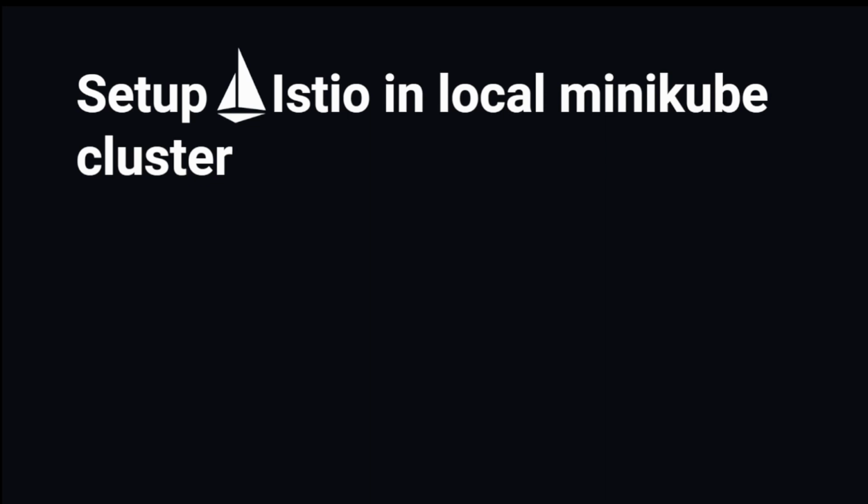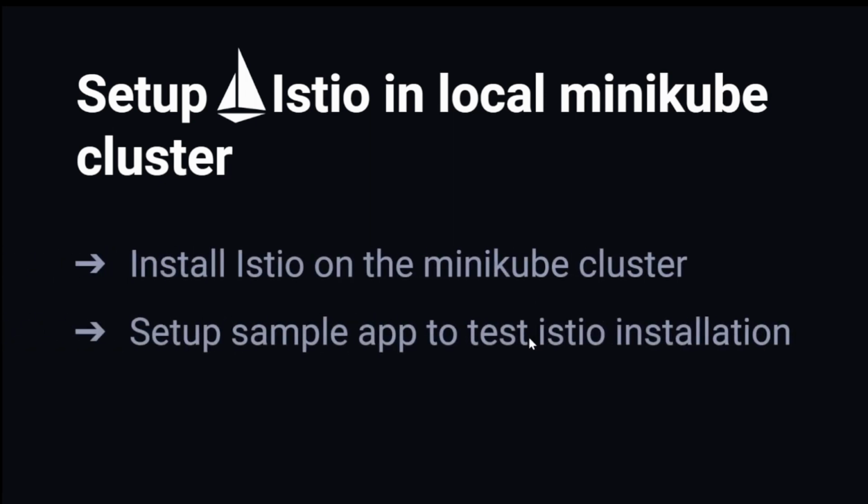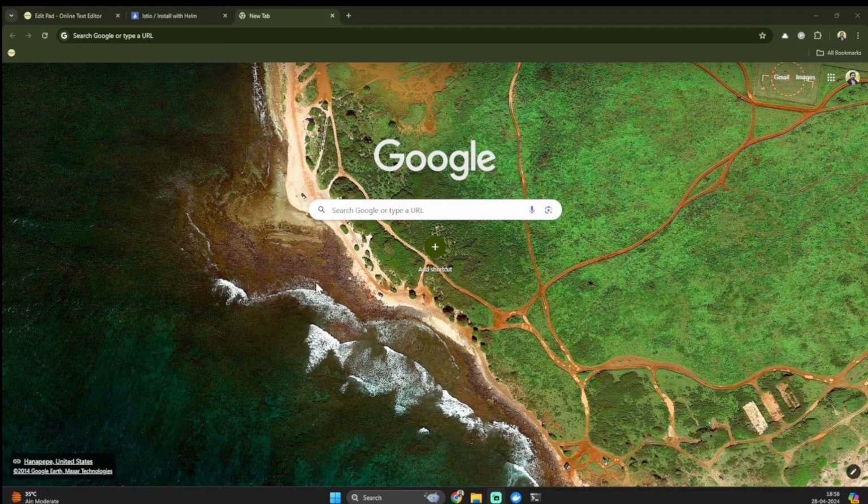Hello. In this video, we will set up Istio Service Mesh in our local Minikube cluster on a Windows operating system. We will start by installing Istio. We will set up and run a sample Bookinfo application, and we will finally look at a visualization tool, Kiali, which is a console for Istio Service Mesh. Let's start the installation process.